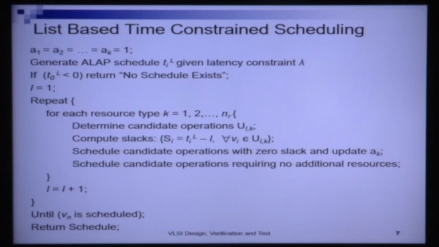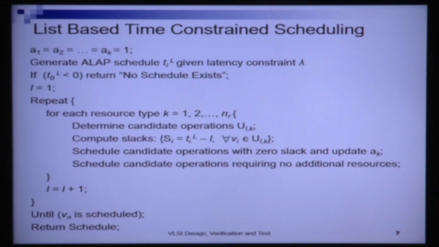We find the latest valid start time using the ALAP, as late as possible, scheduling methodology. Given the time step from the ALAP scheduling methodology and the current time step, we can find the computation slack as the difference of the ALAP time minus the current time step. So, how does this list scheduling algorithm proceed?